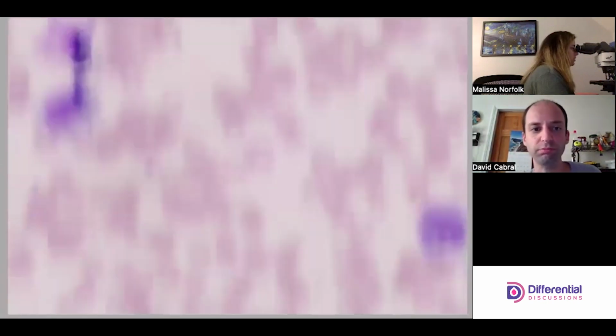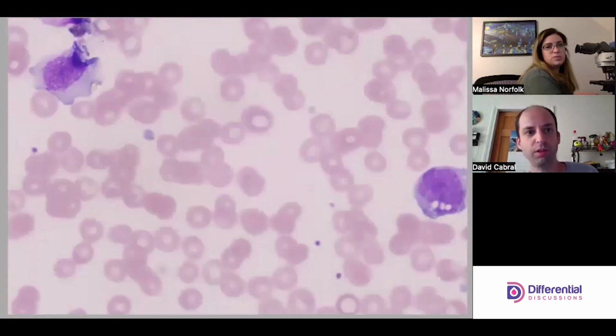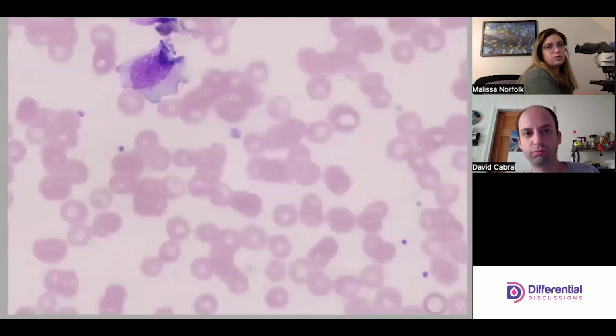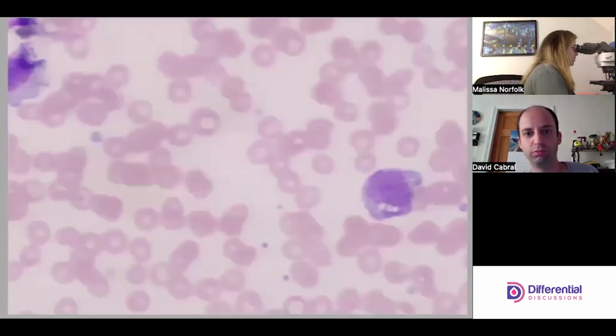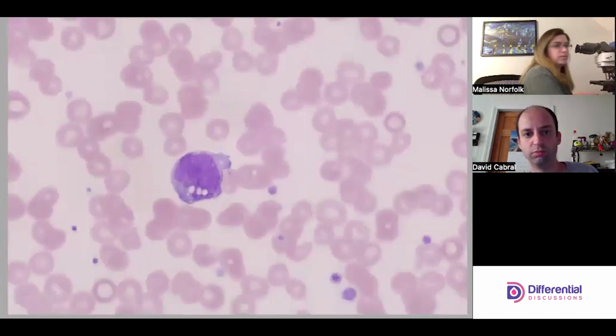I started out a little bit thicker in this one, just because I felt like the monos were a little bit better in the thicker area, but we could always go a little bit thinner too.